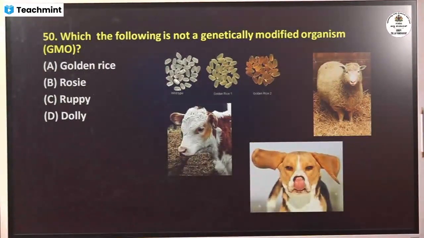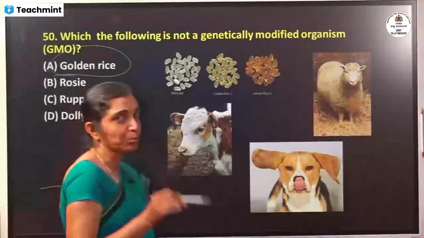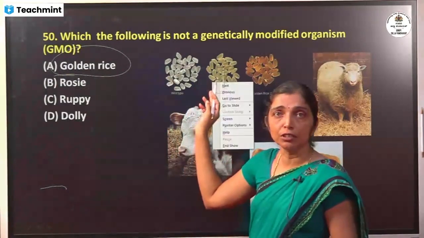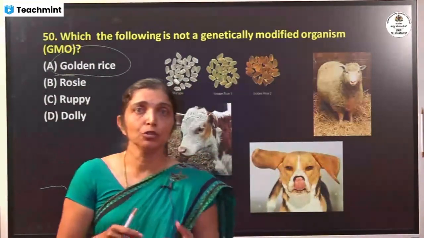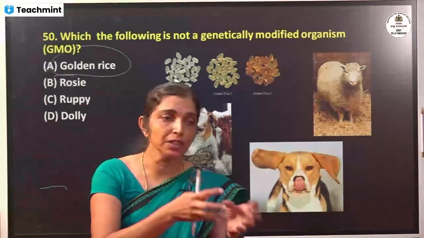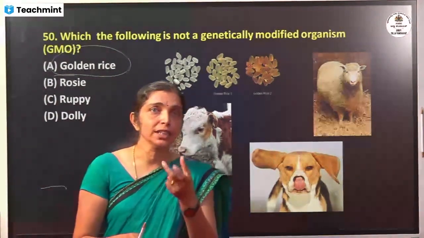Which of the following is not a genetically modified organism? GMO. Golden rice, Rosie, Ruppy, and Dolly. Now, which among these is not? So, golden rice is a genetically modified plant. You know that golden rice has the beta carotene gene in it, which is a precursor of vitamin A. So, it is modified, isn't it? Using daffodils and Erwinia, we have isolated the genes and incorporated them into the rice embryo in order to get that golden rice.